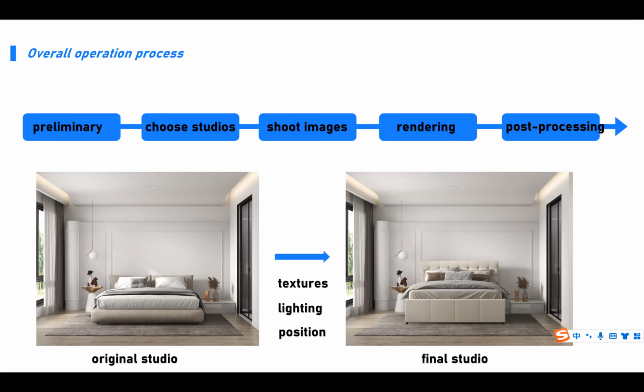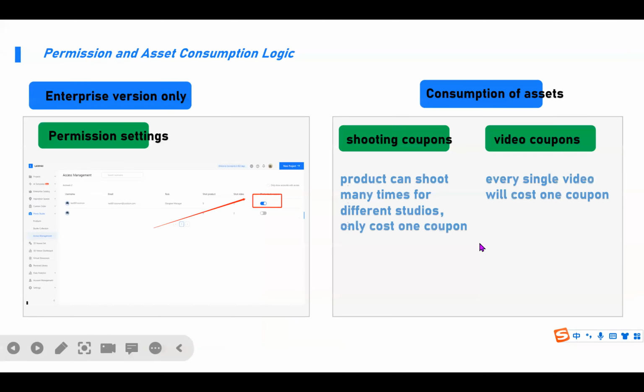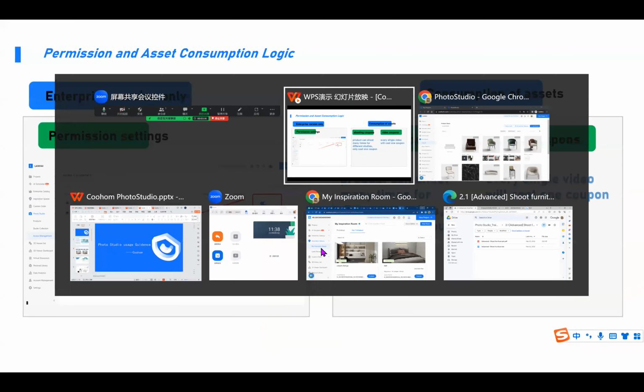Actually, before we shoot images, we can do some texture changes, lighting changes, and model position changes. It's more like an overall design change. And then we can do the rendering. After we get the corresponding render image or render video, we can do some post processing. All right, so let me show you how to do that.